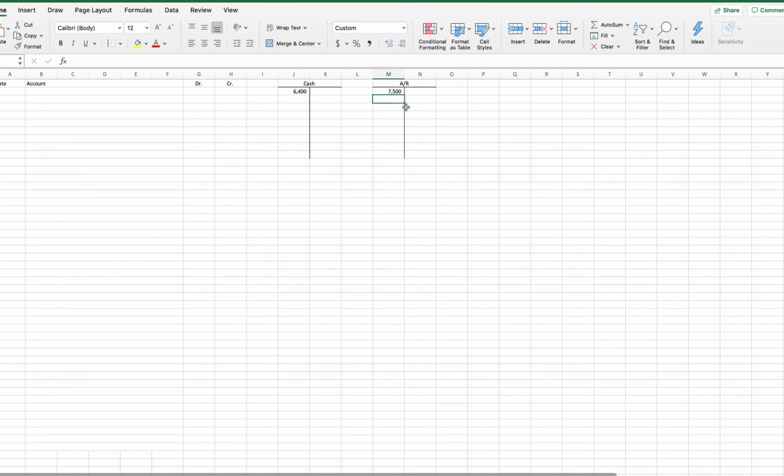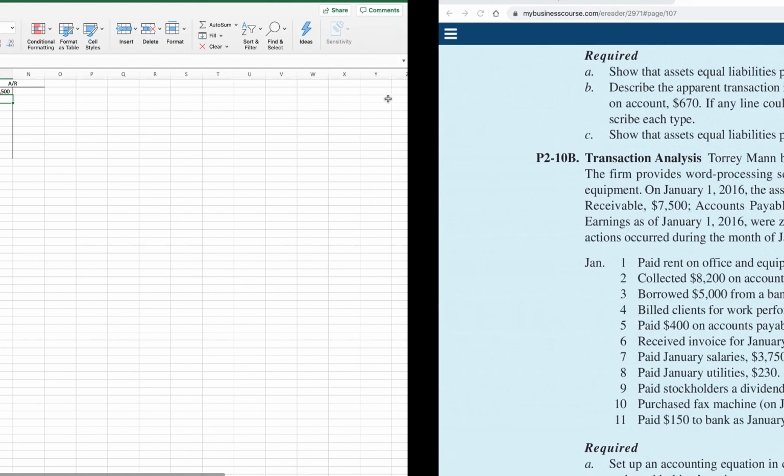Why did I do a debit? Because accounts receivable is an asset. Assets increase with the debit, decrease with the credit, debit's the normal balance side. So this beginning balance here, $7,500, is correct, right? It's an asset. Normal balance side of all assets are the debit side. Accounts receivable is an asset, right? It's a resource for us, okay, is the company.